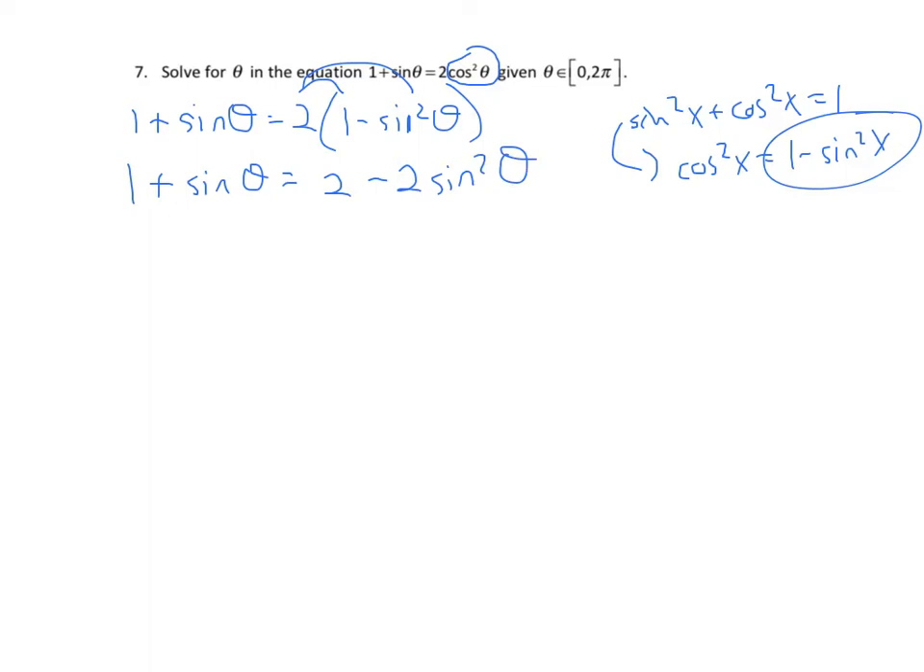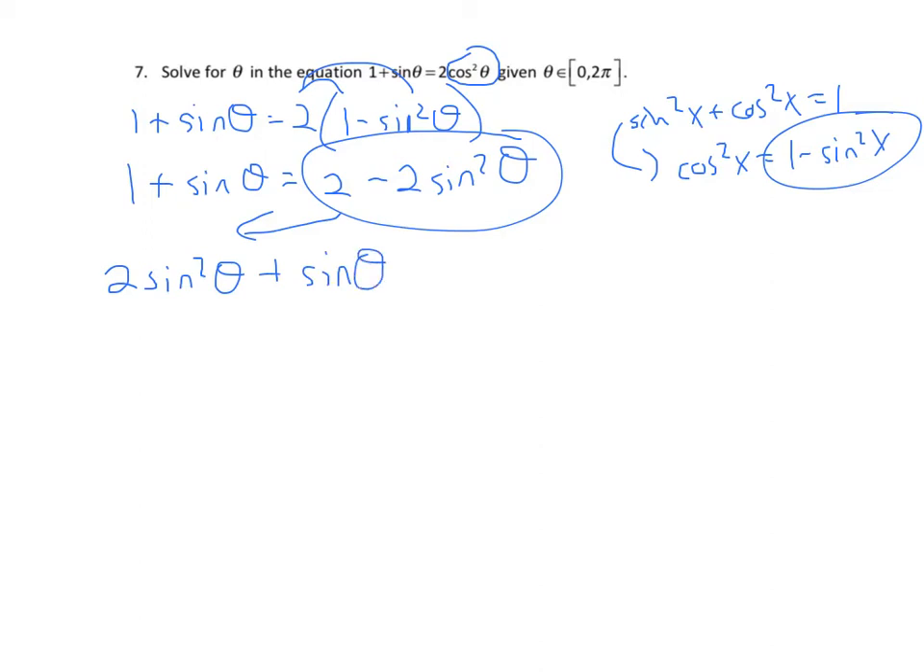And now I have a quadratic equation. I want to get everything to one side and solve by factoring. I'm going to move these two terms over to this side, so I have a positive sine squared theta. It's easier to factor, if you ask me. So I get positive 2 sine squared theta. And then we get plus sine theta. And then I have to subtract 2 from both sides to get this 2 over to the left side of the equation. And that gives us a minus 1 equals 0.